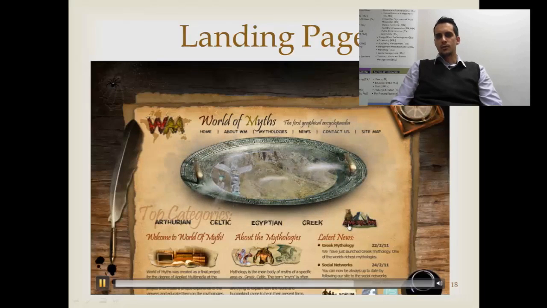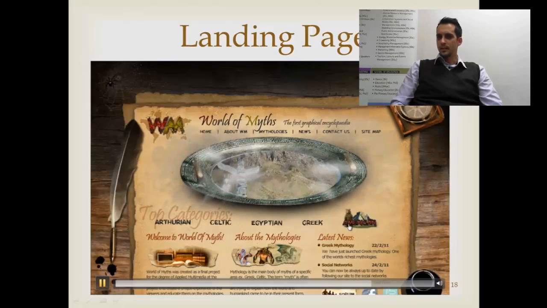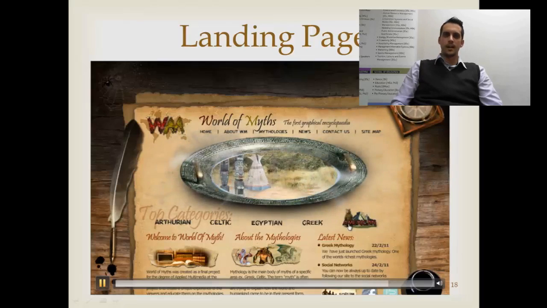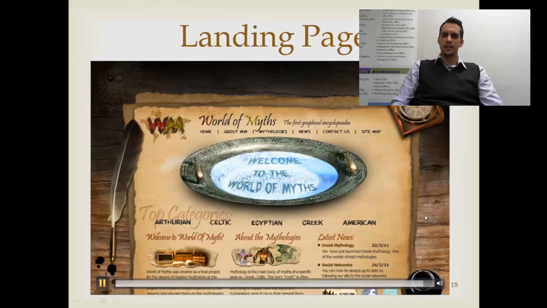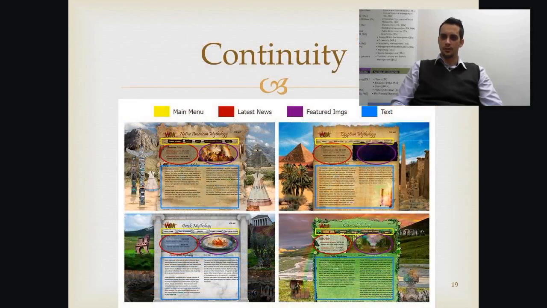We had to work on the continuity. The worlds were different, the environments were different, but we had to keep our elements in the same position. Here you can see with the yellow lines, the main menu always in the same place, the latest news always on the left, the featured image on the right, and the main body with the information and the description in the body of the layout.